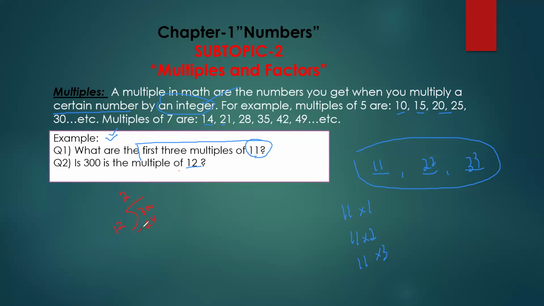I hope you all know how to solve this type of question. Subtract, 6 remainder. 0 we will carry down. Now 60. 12 fives are 60. So there is no remainder. It is completely divisible. 300 divided by 12 is completely divisible. There is no remainder, so this means that 300 is a multiple of 12. So we say yes, 300 is a multiple of 12.